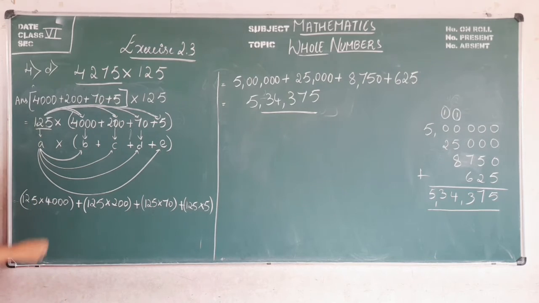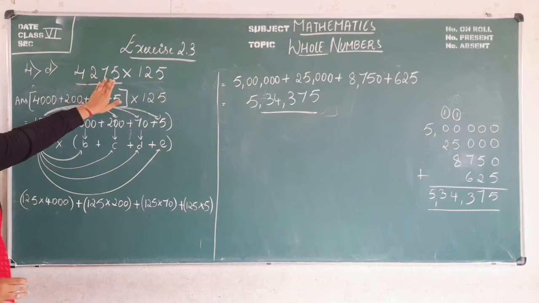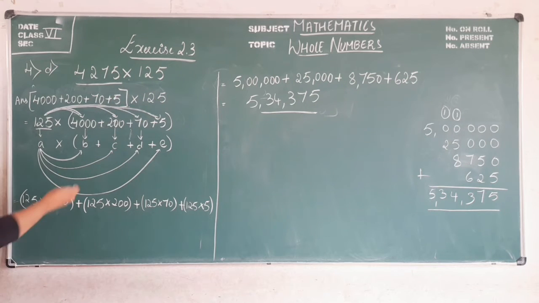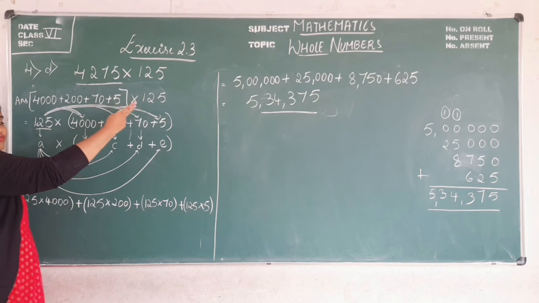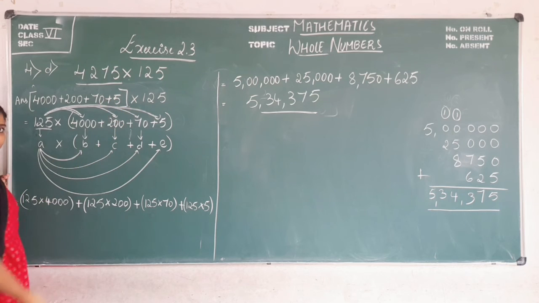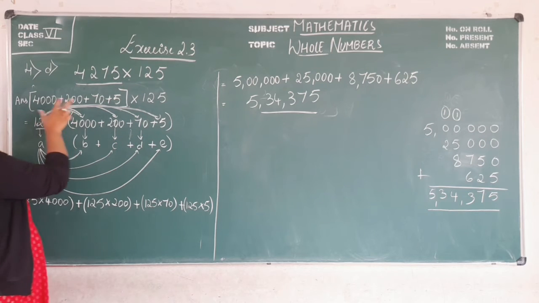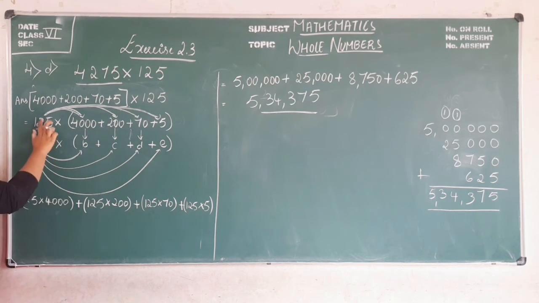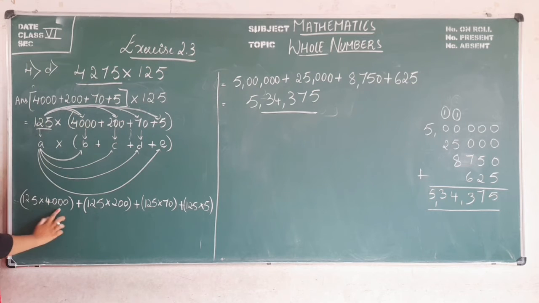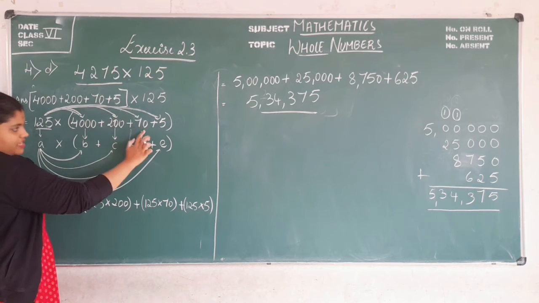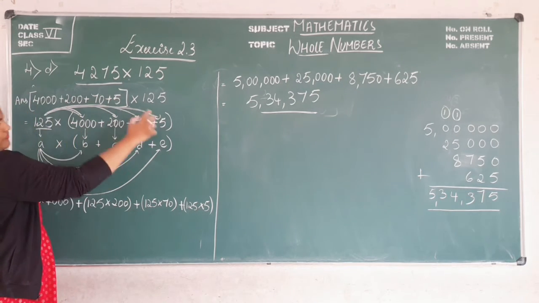So what we have done? We have expanded this number, that is 4,275 as 4,000 plus 270 plus 5. Then into sign 125. So by commutative property, if we change the order of the numbers, the product remains same. So just change the order. So first I wrote 125, then I wrote the whole bracket. So then I have multiplied 125 to 4,000 plus 125 to 200 plus 125 to 70 plus 125 to 5.